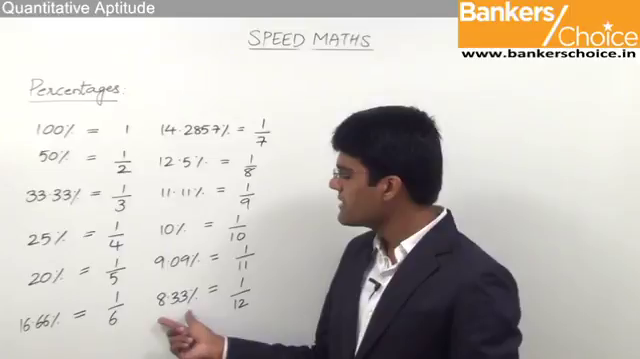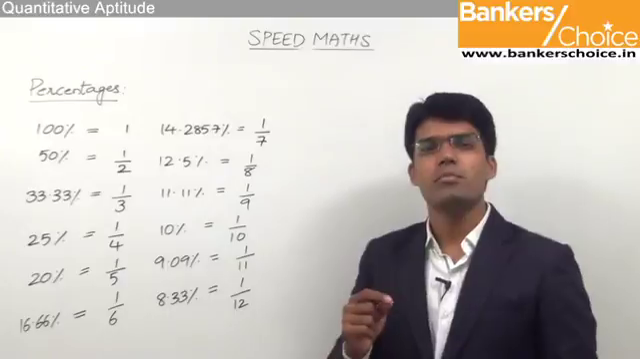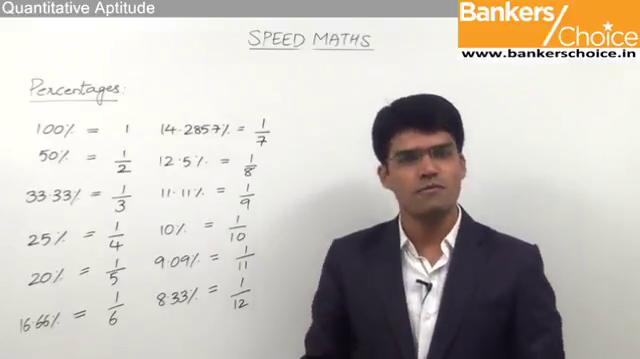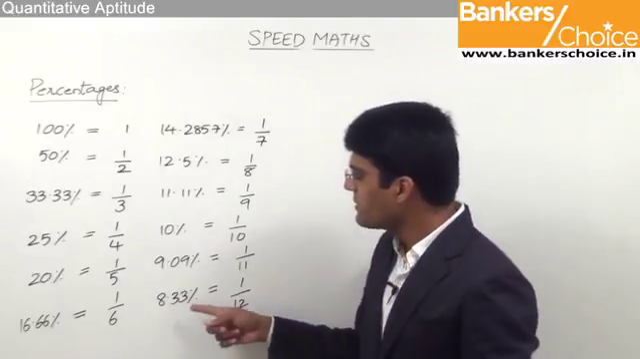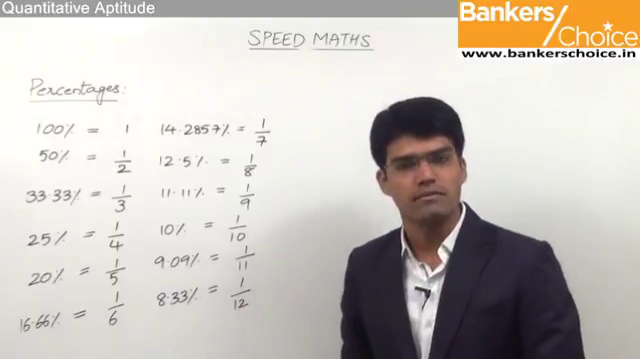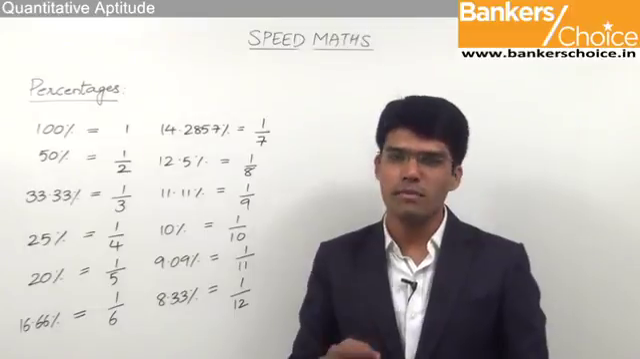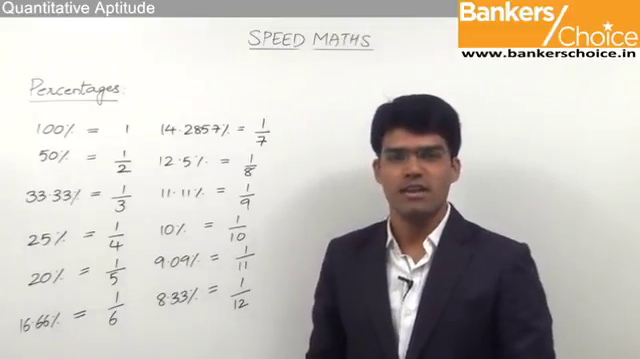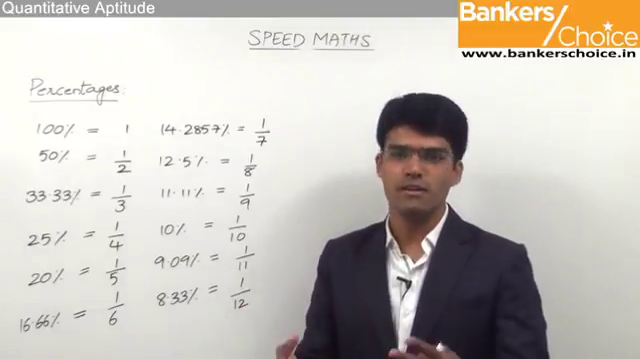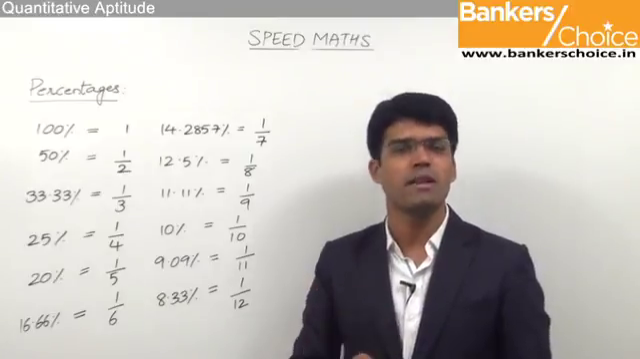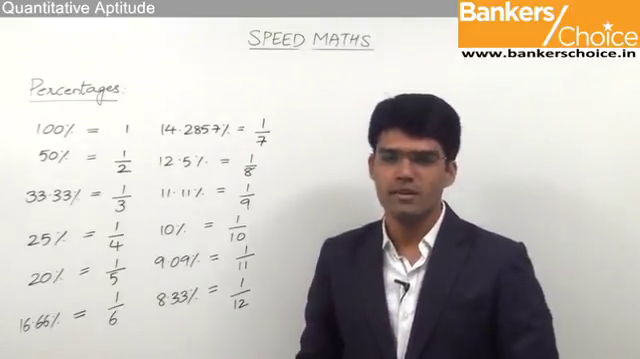So here we have some percentages in terms of their equivalent fractions. So for example, if we need to find out what is 8.33% of 2400, from this we know that 8.33% is equal to 1 by 12. So 8.33% of 2400 is equal to 1 by 12 of 2400. Now 1 by 12 into 2400 will be 200. Why? Because 24 by 12 is 2. 2 into 100 will be 200.